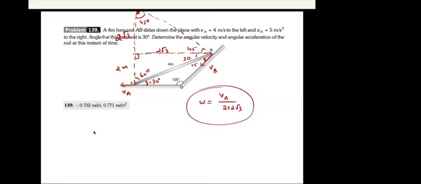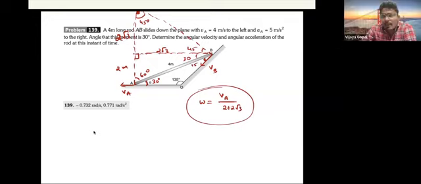Sir, we can also find omega by V perpendicular relative by R to the rod. Understand, V perpendicular. But that will be a little lengthy. That way also you can find. Whatever you said is also correct. So what he is telling, that I'll also explain. That is also a very important thing. But that will be lengthy.